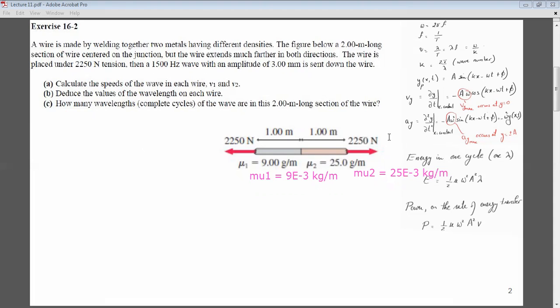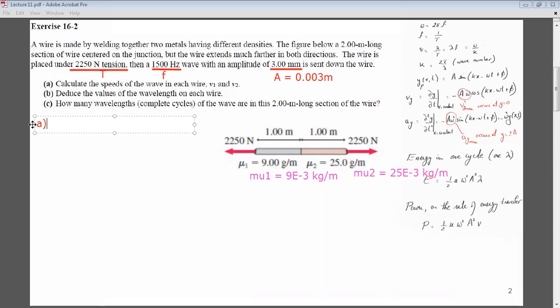So the wire is placed under a tension of 250 Newton, then a 1,500 Hertz wave. This is the frequency, and this is the tension. With an amplitude of 3 millimeter, so this is my amplitude, equal to 3 millimeter, which means 0.003 meter, sent down the wire. Calculate the speeds of the wave in each of wire 1 and wire 2.